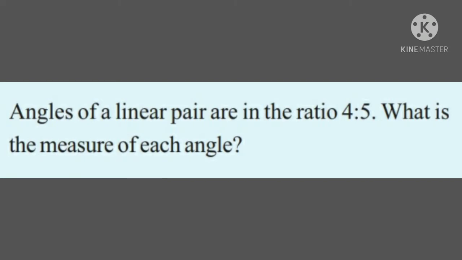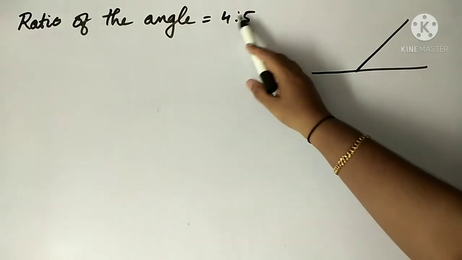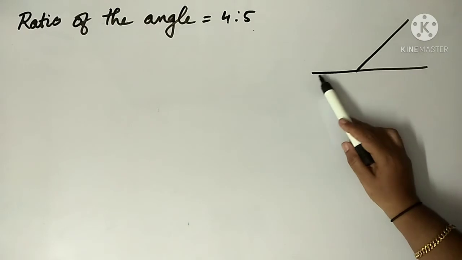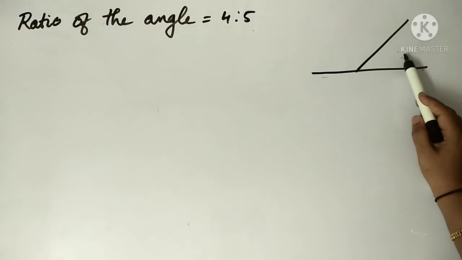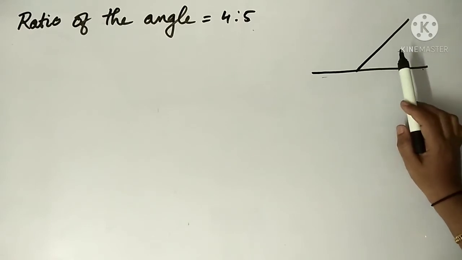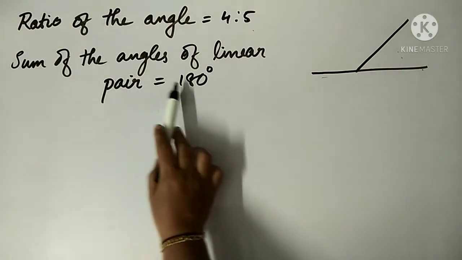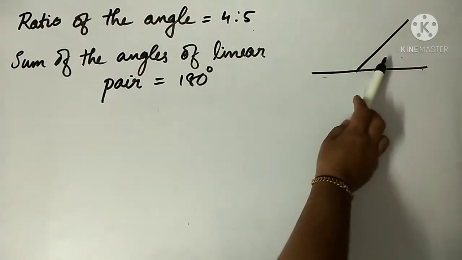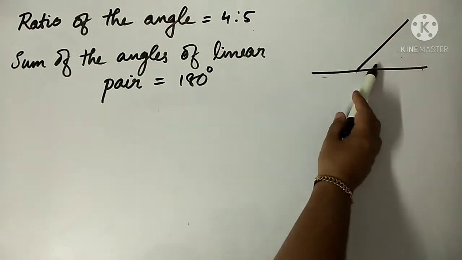Next question. Angles of a linear pair are in the ratio 4:5. What is the measure of each angle? According to the question, ratio of the angles of a linear pair is 4:5. We know what is linear pair. See, when two angles are on a straight line, the sum of the angles is 180 degree. Such type of angles are called linear pair. So we write sum of the angles of linear pair is equal to 180 degree. Total of this angle is 180 degree. We have to find what is each angle.